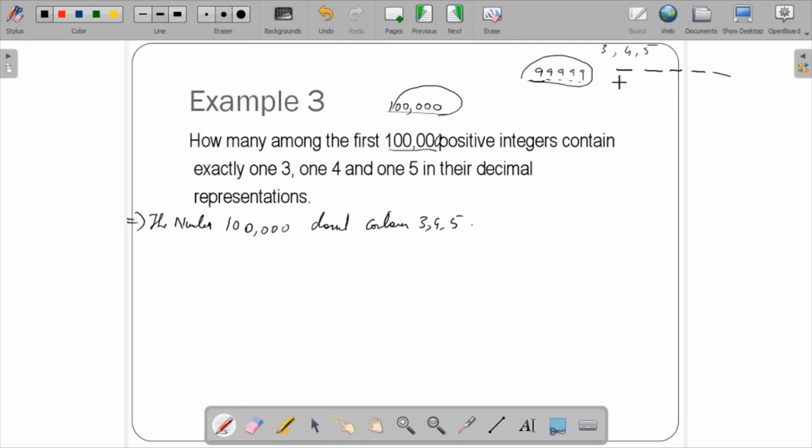Meaning is nothing but, in this number there should be only one 3. It may be in any of the 5 places. There should be only one 4. It may be in any of the 4 remaining places. And there should be only one 5. That is what they have told in the decimal representation.